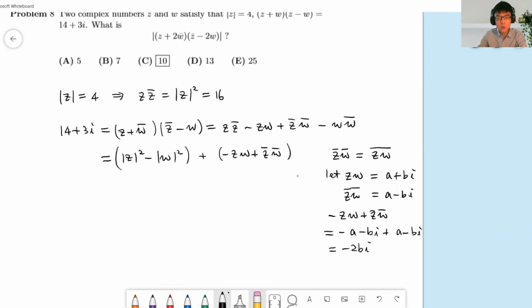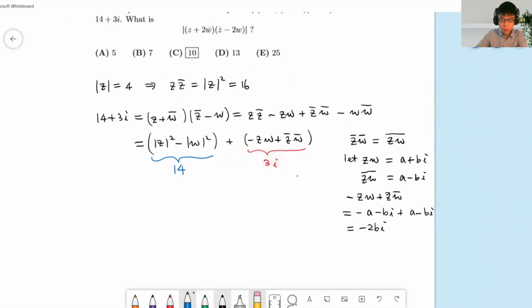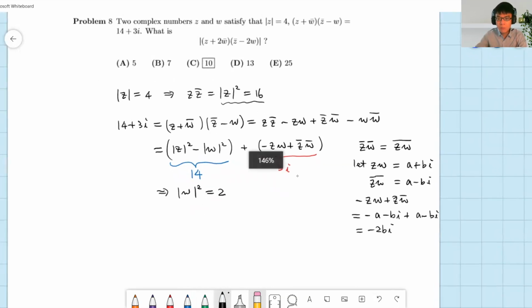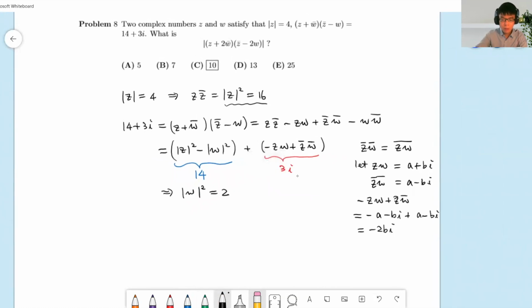So the second parenthesis corresponds to the imaginary part. And we see that this part equals 3i because the whole expression equals 14 plus 3i. Accordingly, the first parenthesis must be the real part, which is 14. From here, we can solve the modulus of w, because we already know the modulus of z squared is 16. So that implies modulus w squared equals 2. Next we come to solve the second expression.